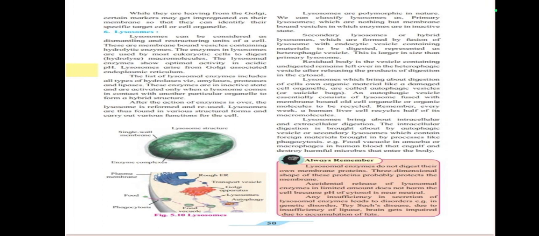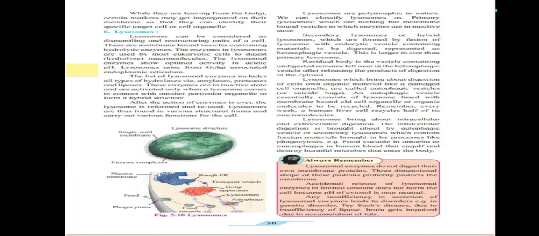The lysosomal enzymes show optimal activity in acidic pH. Lysosomes arise from the Golgi-associated endoplasmic reticulum. The list of lysosomal enzymes includes all types of hydrolases, like amylases, proteases, and lipases. These enzymes are in an inactive state and are activated only when a lysosome comes in contact with another particular organelle to form a hybrid structure. After the action of enzymes is over, the lysosome is reformed and reused. Lysosomes are thus found in various structural forms and carry out various functions of the cell. Lysosomes are polymorphic in nature.